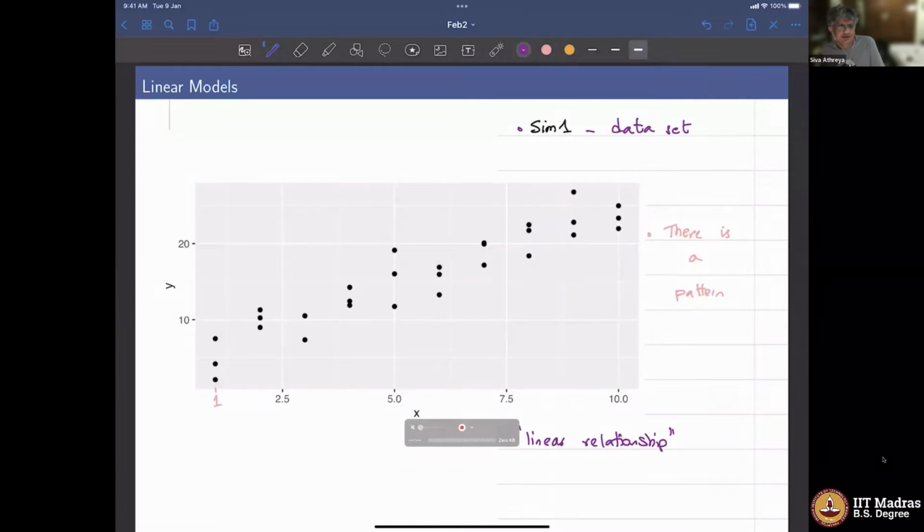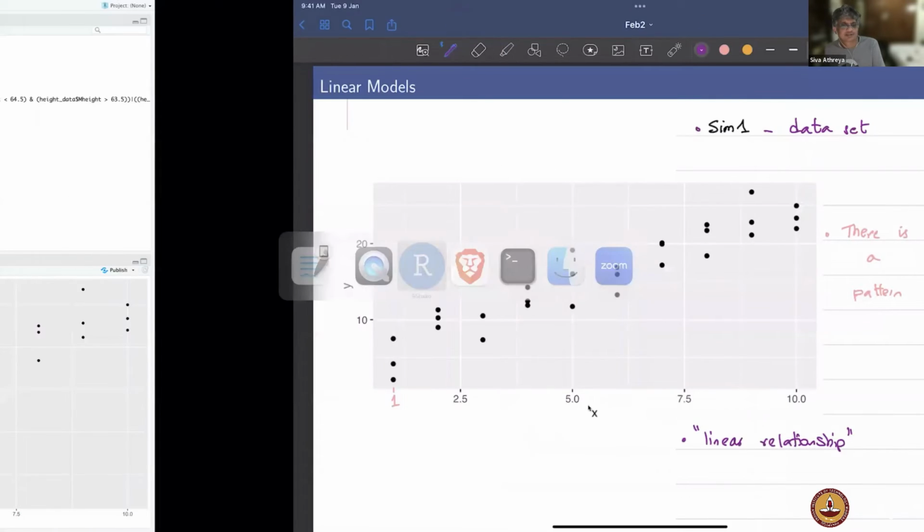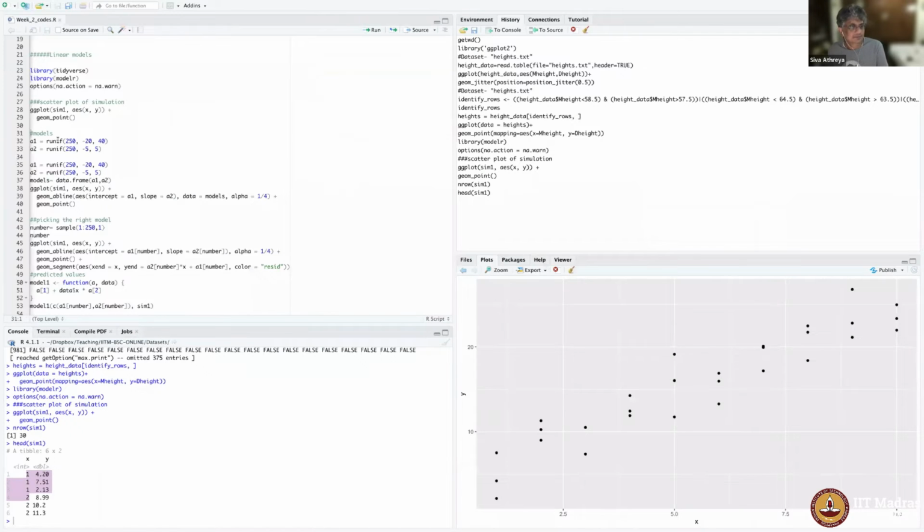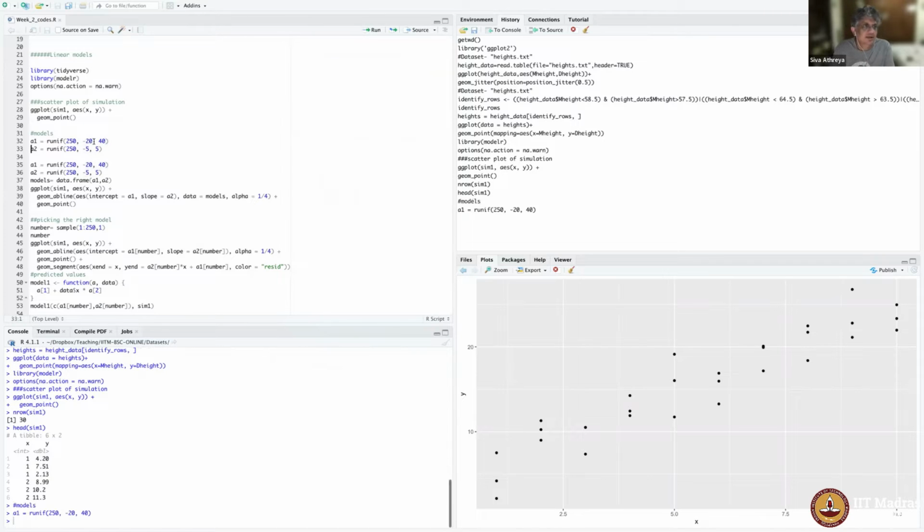So let's say we have no statistics, we only have a computer in our hands. What I do is first generate 250 uniform numbers between -20 and 40, and 250 uniform numbers between -5 and 5. So the slope is between -5 and 5, and the intercept between -20 and 40. You'll each get different numbers from me, but that's fine.